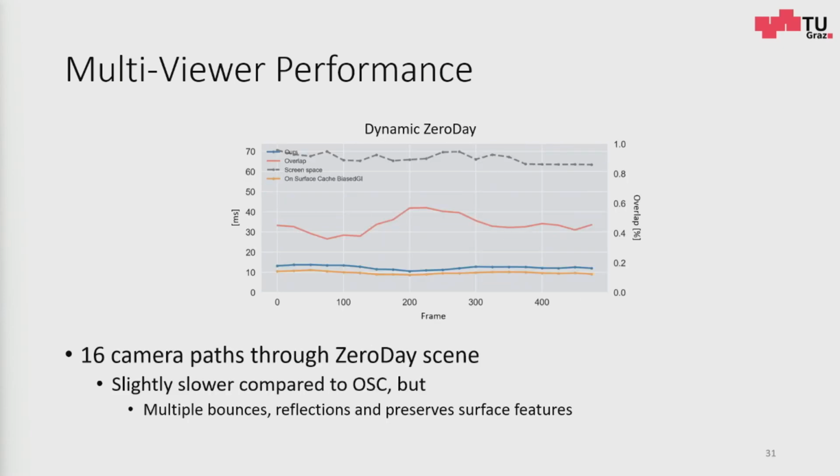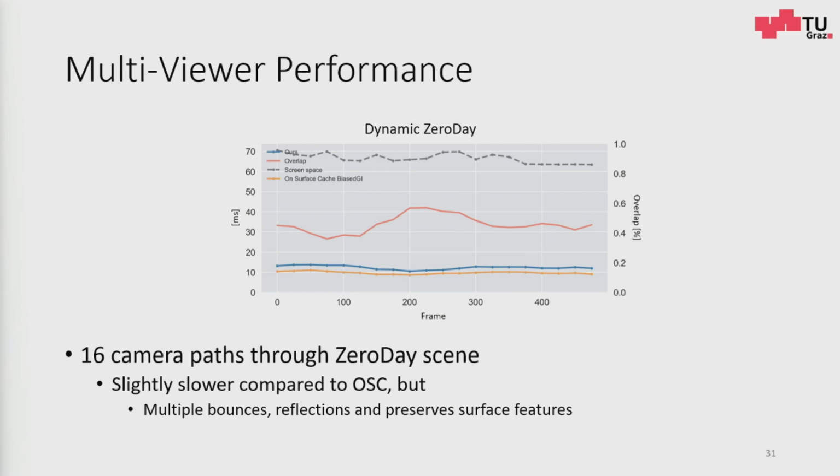The next experiment was in the 0-day scene. 0 day is highly dynamic. We had 16 different camera paths in there. And basically this scene stress tests our system because all the moving objects cause a lot of cache allocations and deallocations. The red line indicates the overlap, which was around 40% in that case. And our method outperforms the screen space reference. Compared to the previous OSC approach, which is the orange line, we are a little bit slower, but we also deliver better quality, have multiple bounces, and can also support reflections there.